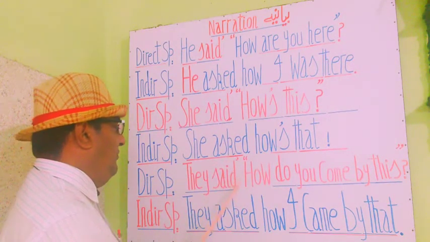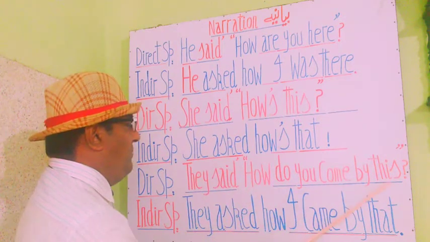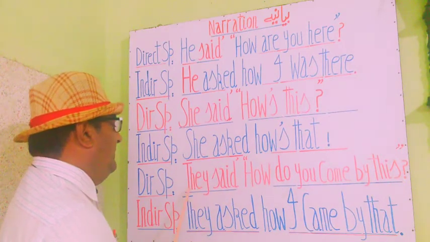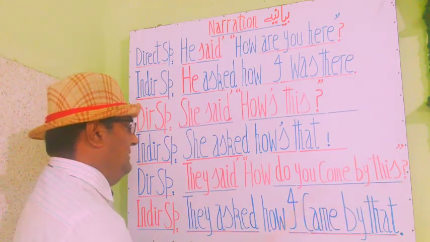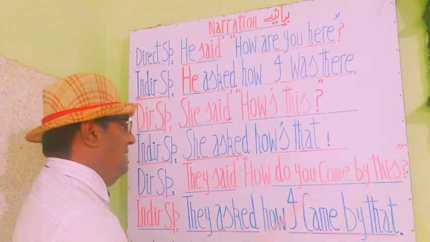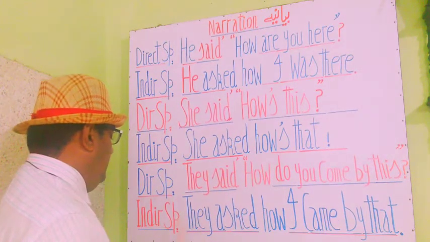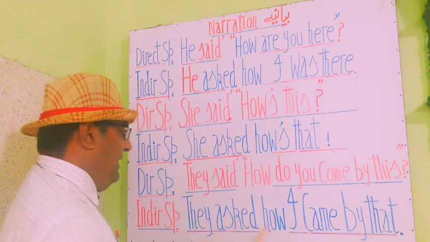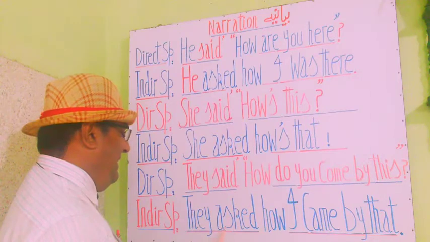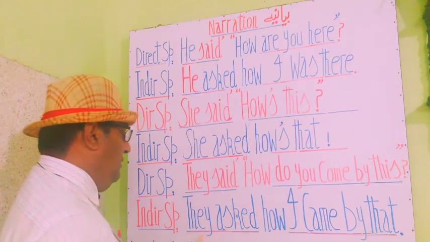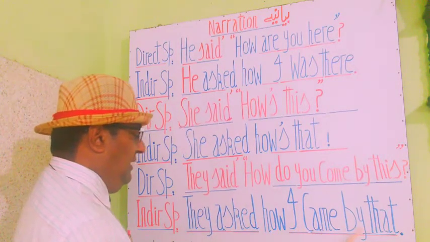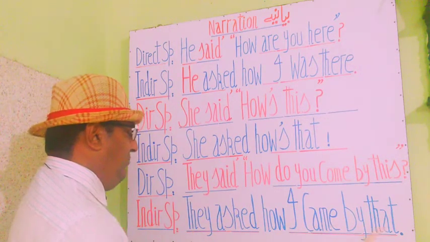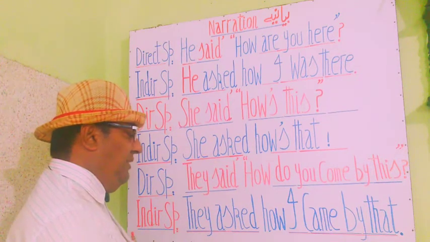They said, comma, inverted comma, start, how do you come by this? Commas close, interrogative sign. They said, how do you come by this? Now let's see its change into indirect speech. They asked, how I came by that? Unhone pucha, wo kaise mere haath laga?